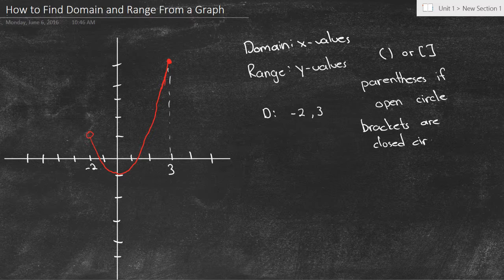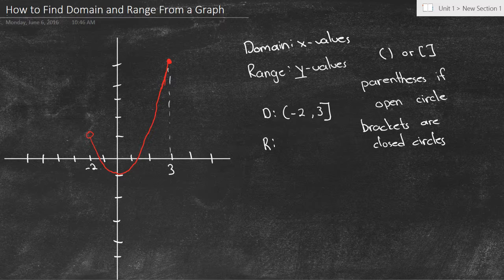So now we can look back at our -2, 3 that we got, and we can see that at -2 we have an open circle, so we're going to have a parenthesis around that. Then at 3 we've got a closed circle, so that is part of our domain, so we're going to include that with a bracket. Then now we're going to do a similar thing for our range.